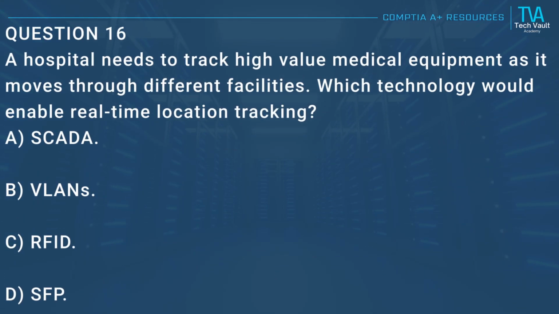Question 16. A hospital needs to track high-value medical equipment as it moves through different facilities. Which technology would enable real-time location tracking? A. SCADA, B. VLANs, C. RFID, D. SFP.